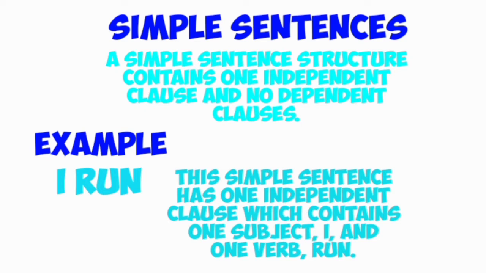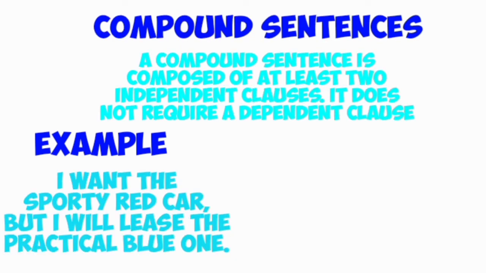First type is the simple sentence. A simple sentence structure contains one independent clause and no dependent clause. Example, I run. This simple sentence has one independent clause which contains one subject, that is I, and one verb, that is run.